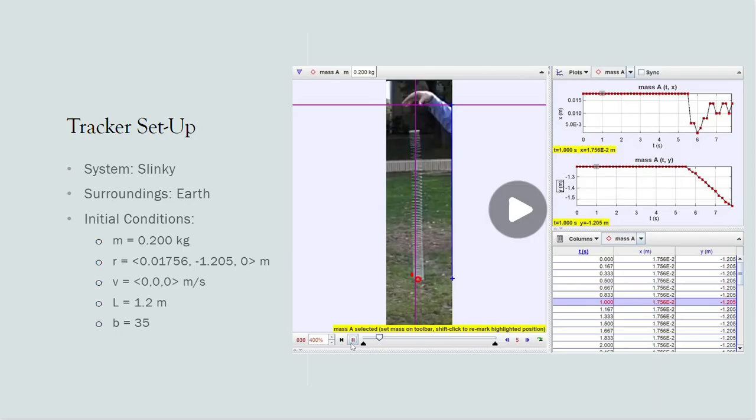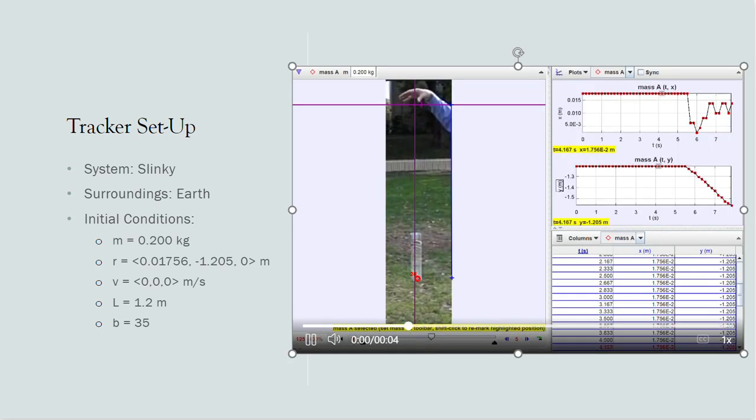So the Tracker setup: we have the system being the Slinky and the surroundings being the Earth. The initial conditions are that the mass equals 0.200 kilograms. The initial position is this x value, which doesn't really matter, but then we have negative 1.205 meters as the starting initial y position. The initial velocity is 0 in all components. The length of the Slinky is approximated to be 1.2 meters based on the guy's height and using a calibration stick. And the drag proportionality constant is 35 in this case. So here's a video showing the Tracker recording footage.